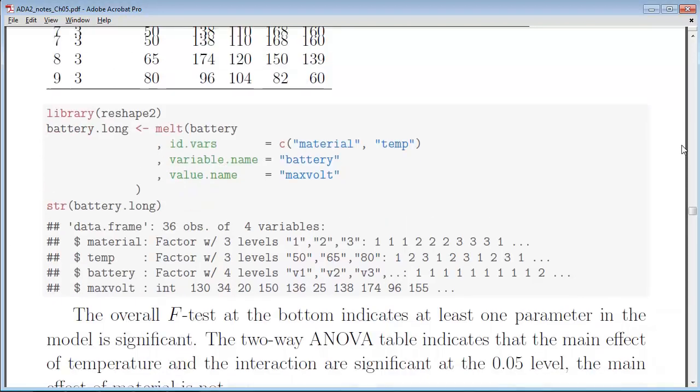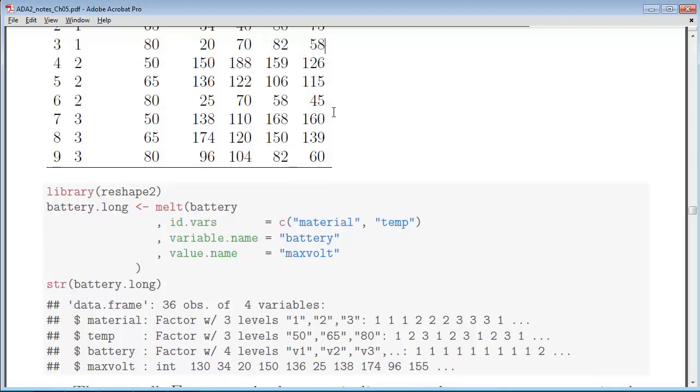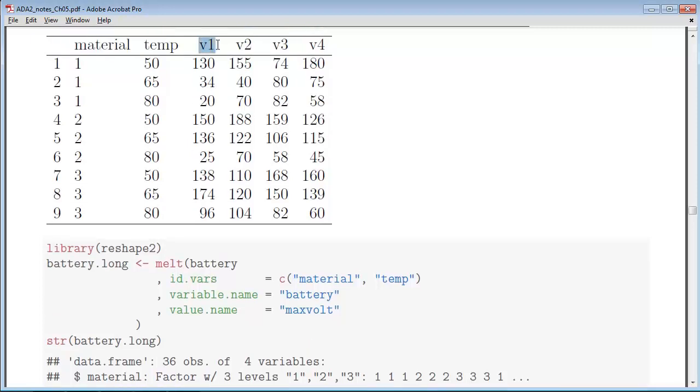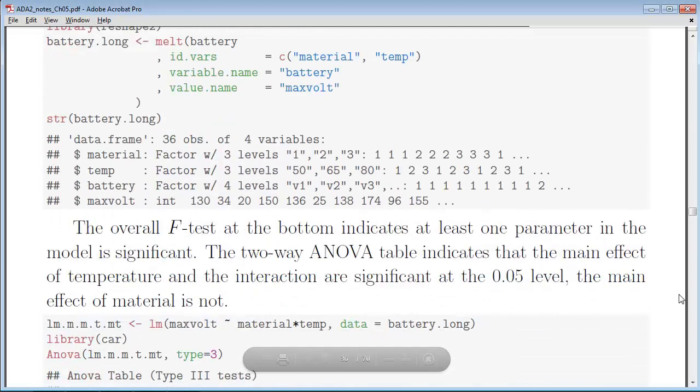All right, so we got data in the wide format, so we're going to reshape it by melting it into long format, keeping the materials and temperatures as identification variables, and then labeling which battery we're using, V1 up to V4, and then the value of those variables would be the max voltage. All right, so we now have a data frame, battery.long, with 36 observations.